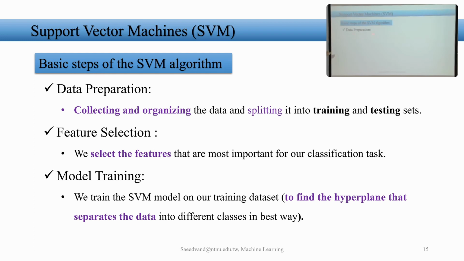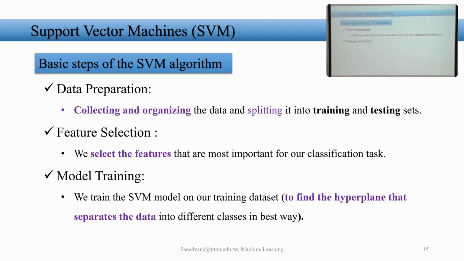So first, what you need to do is data preparation. You need to collect and organize the data that you have, whatever the problem is. It is an image processing task, it is email spam detection, it is in robotics, whatever we have. And of course, after you collect and organize your data, you need to split it into training and test sets.